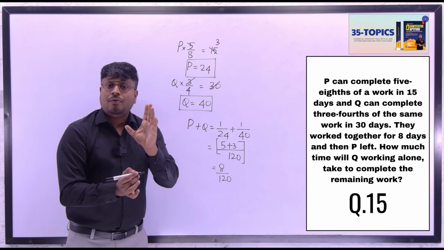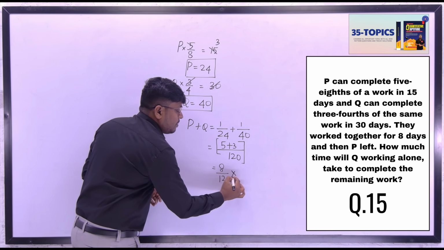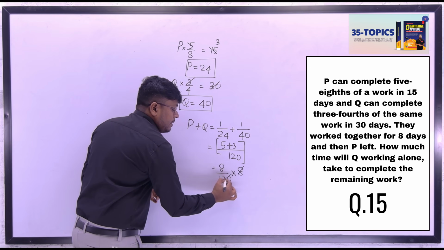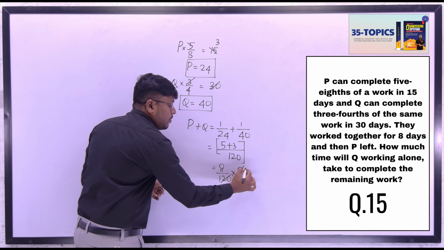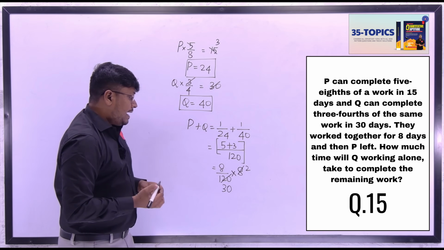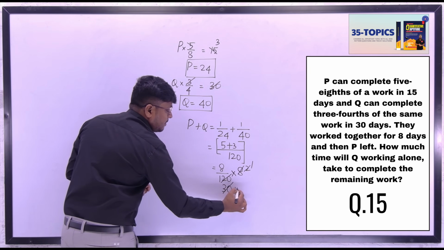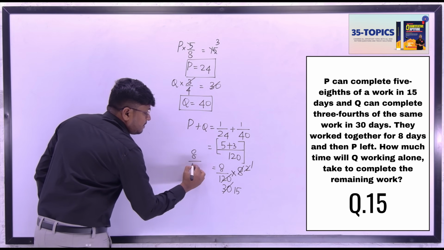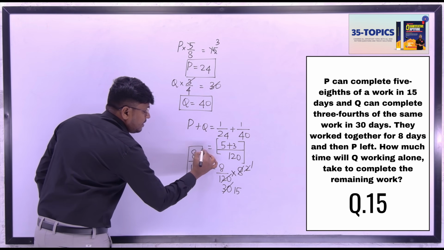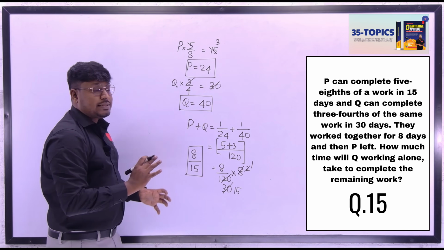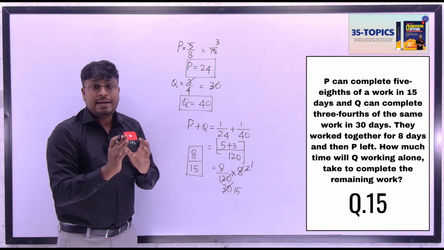Now they are working for 8 days. So when you multiply this by 8, 4 table, this will be 30. So again we can cancel it, 2 table 1 times, this will be 15. So 8 divided by 15. So 8 by 15 is the total work that was completed by P and Q in 8 days.